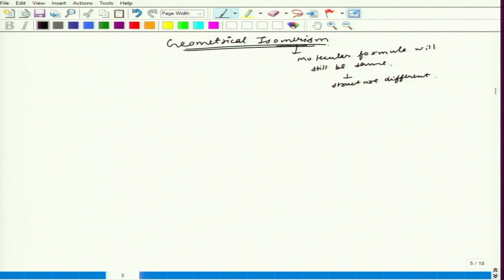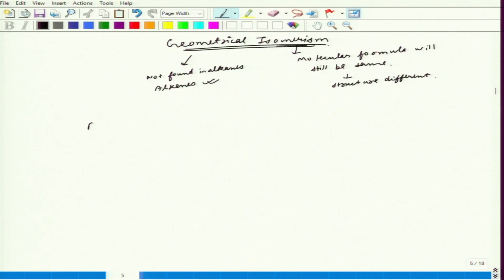Okay. So, the geometrical isomers are not found in alkanes, but in alkenes there is geometrical isomerism. I'll discuss the definition later on. First let's discuss what it is through a few examples. Then we will discuss what the definition is and how we can remember it. So, let's start with an example to better understand this.